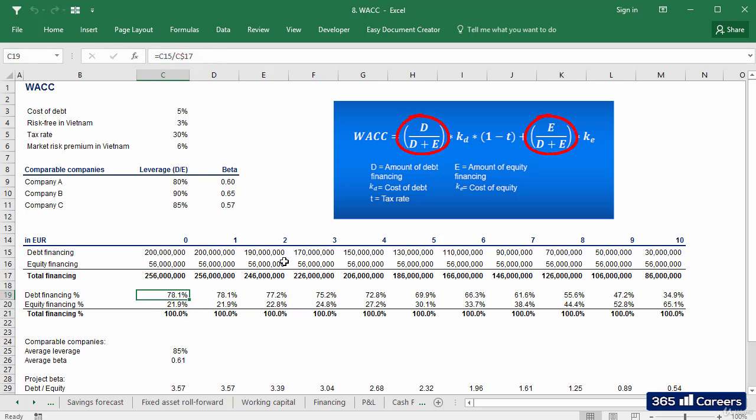We already have the percentage of debt and equity financing. The cost of debt is 5%. The tax rate is 30%. All we need at this point is cost of equity. Right. And how do we estimate the cost of equity? Well, we'll see that in our next lesson.